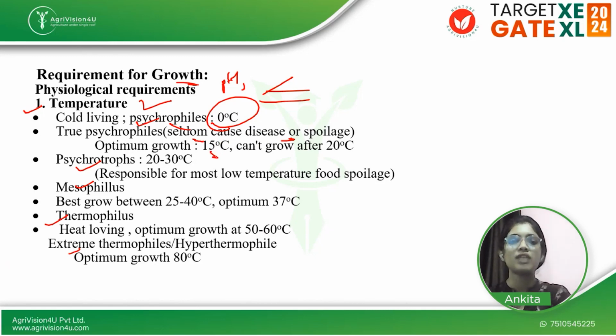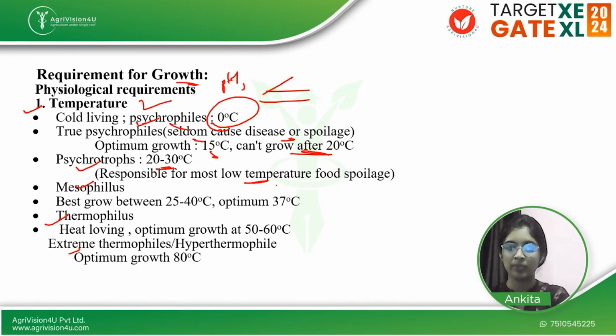So that is 15 degrees Celsius, and it cannot grow after 20 degrees Celsius. Now, in cyclotrophs, your temperature is 20 to 30 degrees Celsius. And these cyclotrophs are responsible for most of the low temperature food spoilage. When your bacteria has a low temperature requirement, at that time you can go for the cyclotrophs.